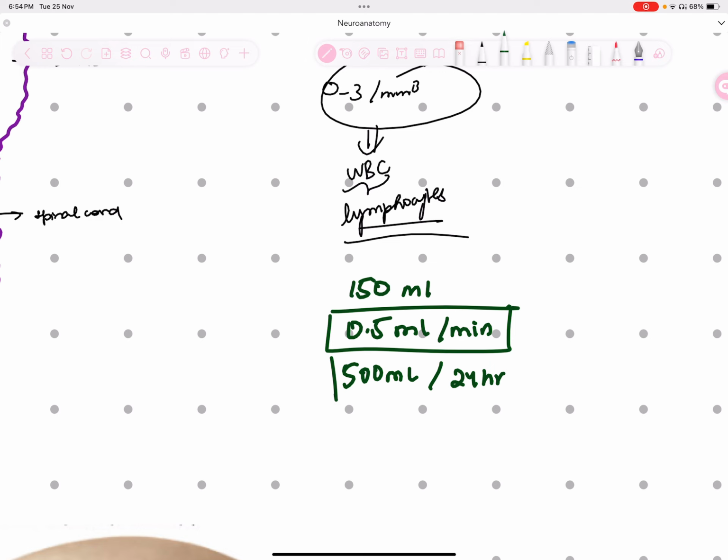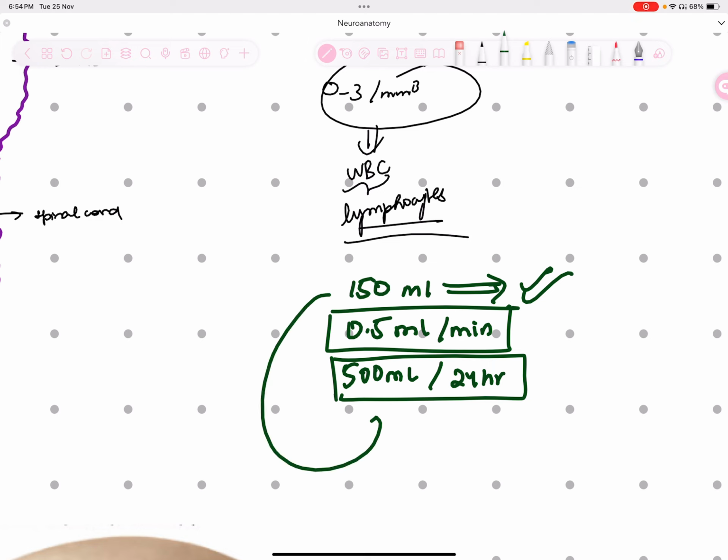But how much do you have at any given time? At any given time, you will have 150 ml. So what about the remaining amount? What about the remaining 350? Because it was producing 500 per day, but you have 150 at any given time. So this tells you that there should be a drainage system as well.